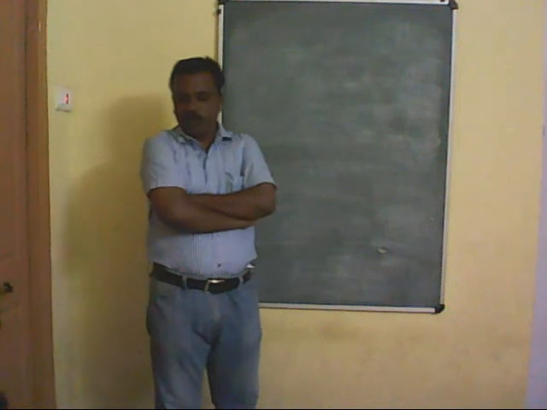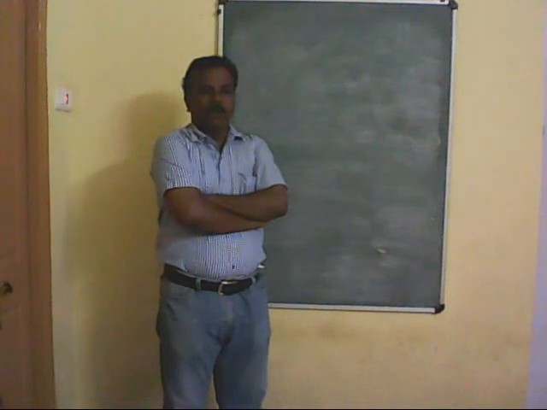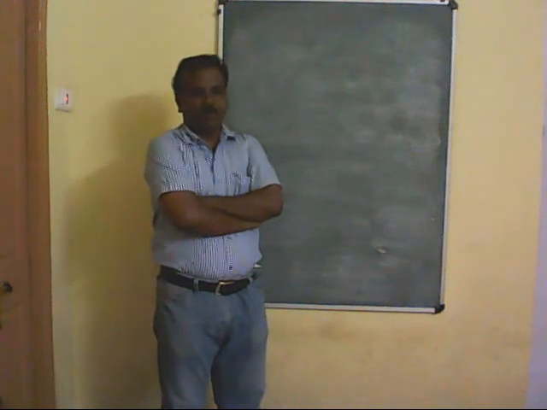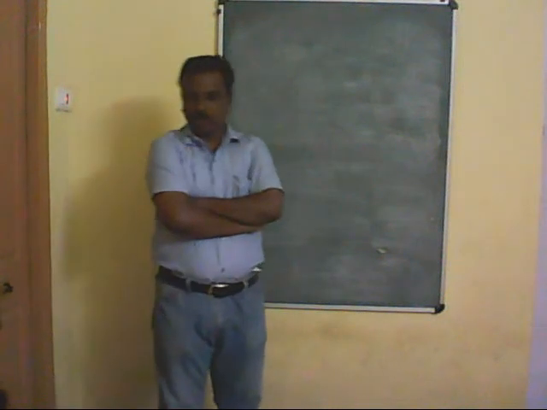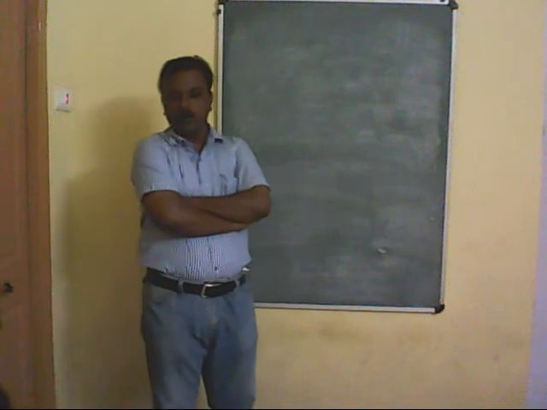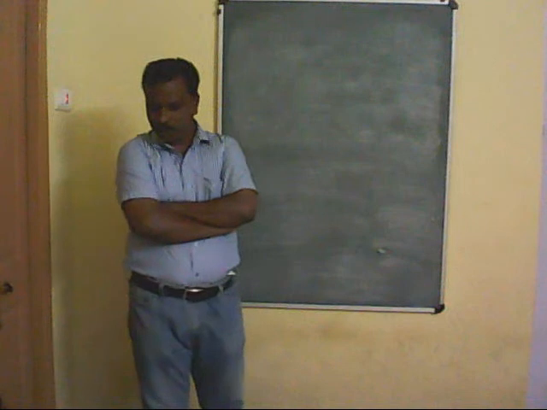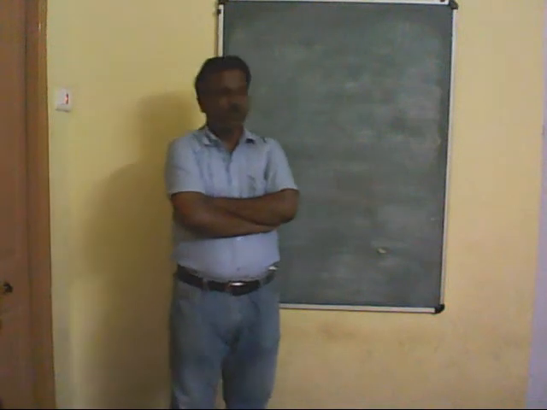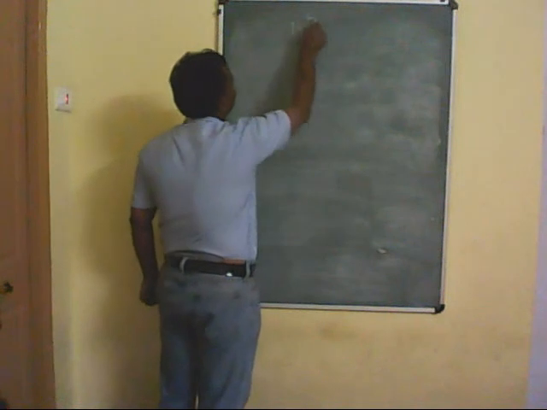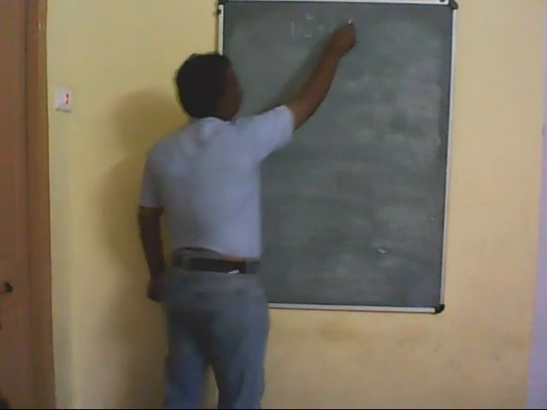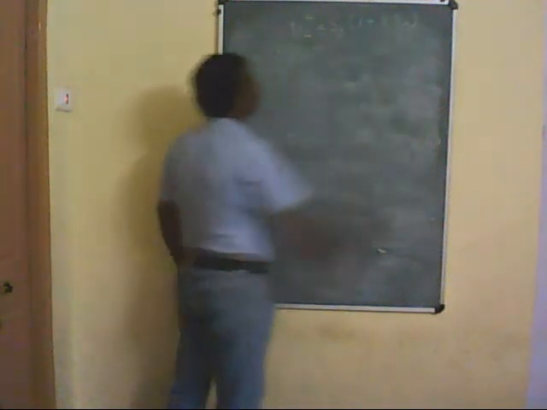We already learned what is an arithmetic expression, right? If the sum of the first n natural numbers is s1, the sum of the squares of the first n natural numbers is s2, and the sum of the cubes of the first n natural numbers is s3, then prove that 9 s2 square is equal to s3 times 1 plus 8 s1.